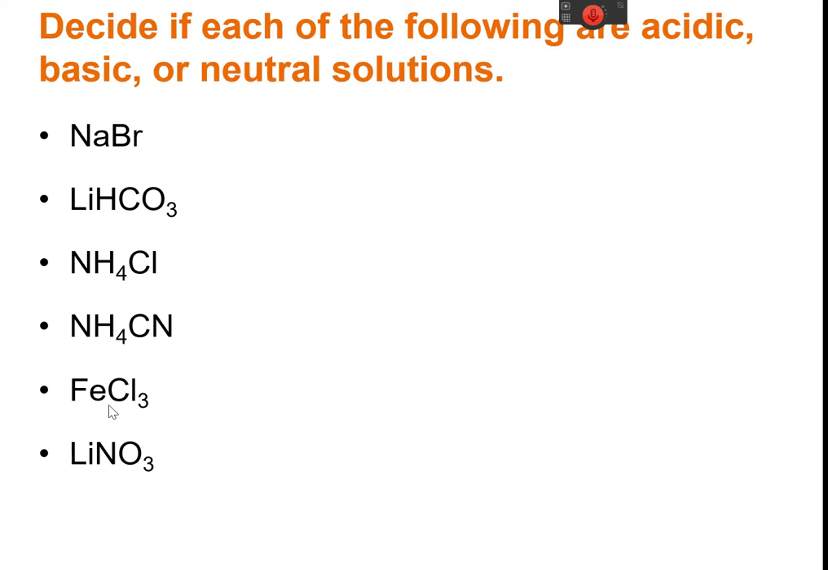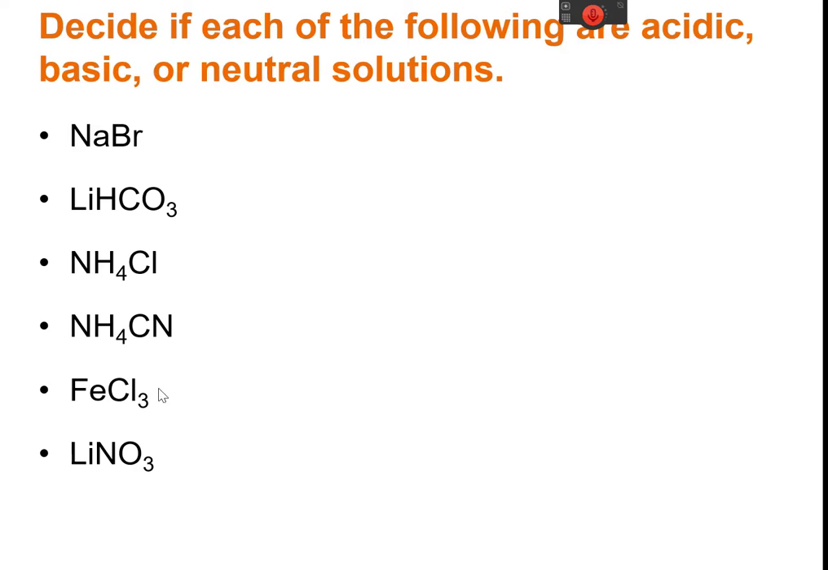Next one, we have iron 3 chloride. We recognize iron 3 has a positive 3 charge, so it has a high charge. That will tend to make it acidic, and the chloride ion is the counter ion of a strong acid, so it does nothing. So this part makes it acidic, this part does nothing. So this would be an acidic solution.